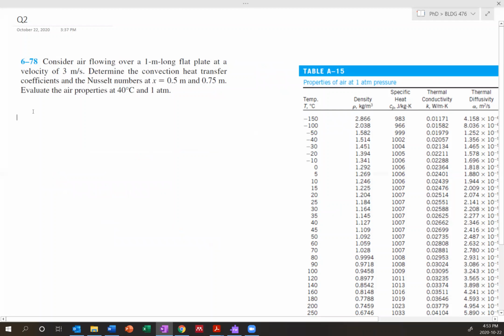Chapter 6 is, for the most part, just an introduction to convection. So we've done a lot of conduction, and the idea of convection is that we're a little bit less sure about what's happening. Conduction, the molecules all stay together, very nice, but there's a lot of randomness to fluids, as you would have learned in your fluids class.